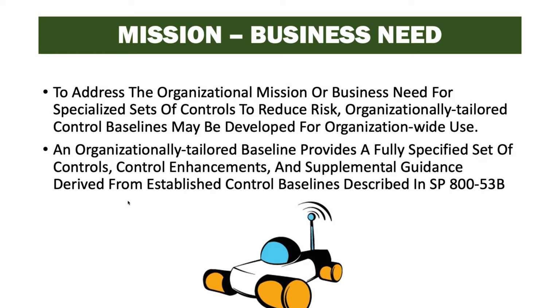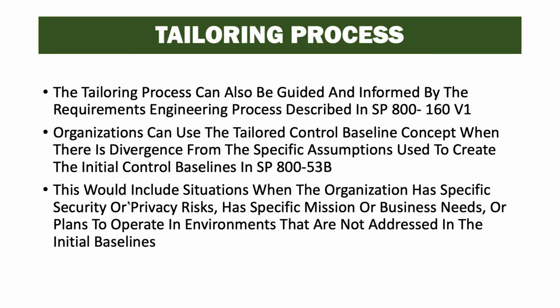So in some systems, those controls have been tailored out, and it provides a specific baseline for those systems so that we don't have to always tailor out a bunch of controls. That's what we're trying to do here. The tailoring process is the first thing we want to think about once we define the baseline we're going to start with from 800-53B.